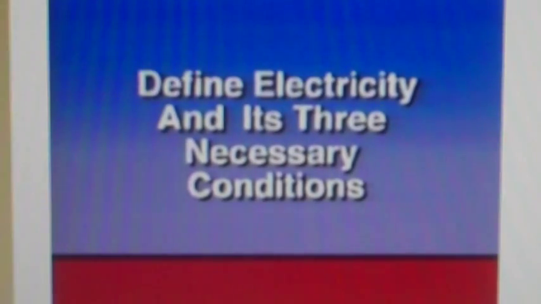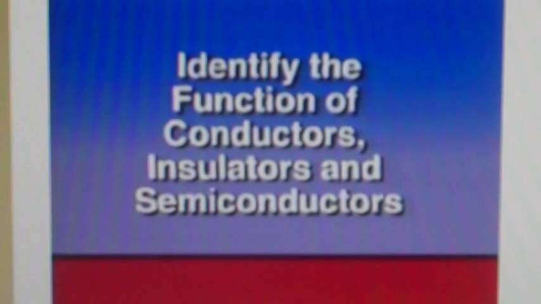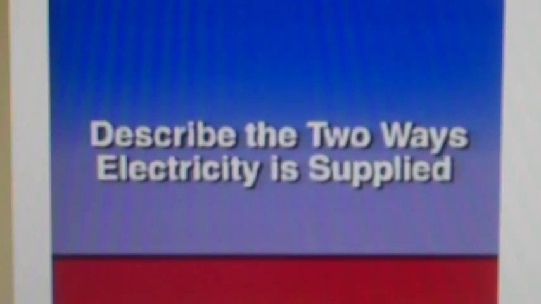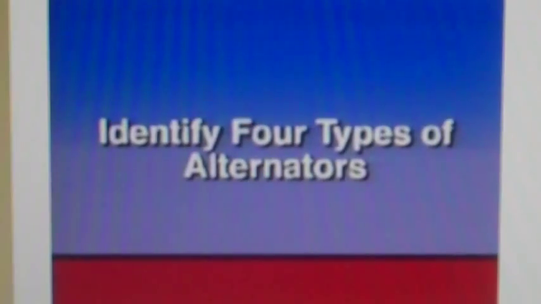By the end of this program, you will be able to define electricity and describe its three necessary conditions, identify the function of conductors, insulators, and semiconductors, describe the two ways electricity is supplied on a motorcycle, and identify 4 types of alternators.